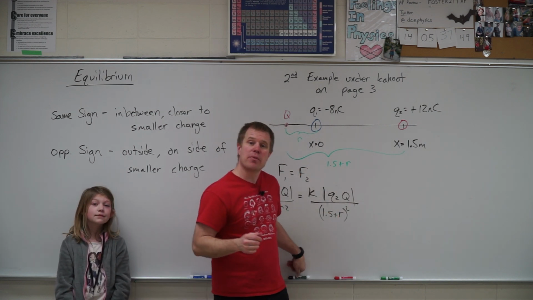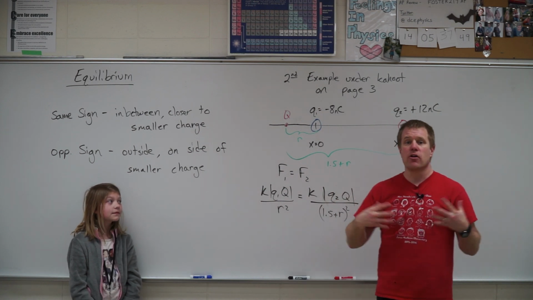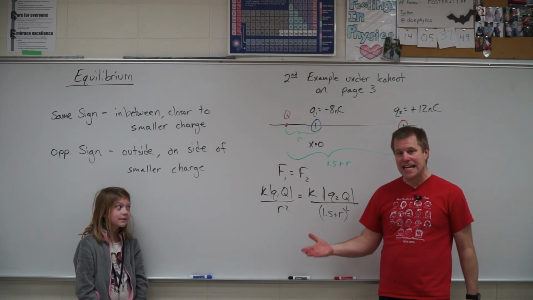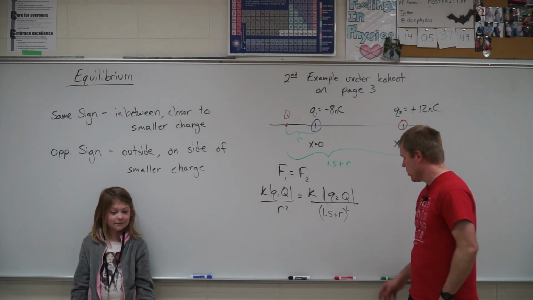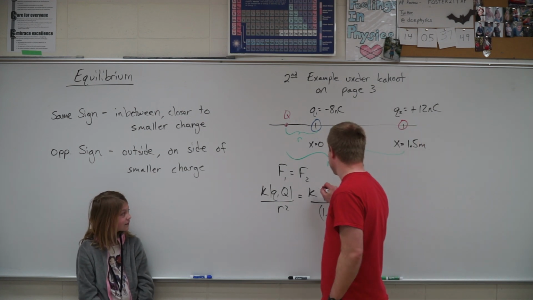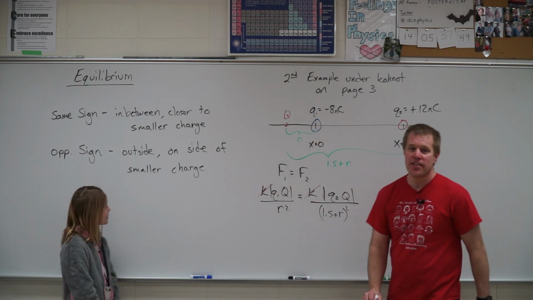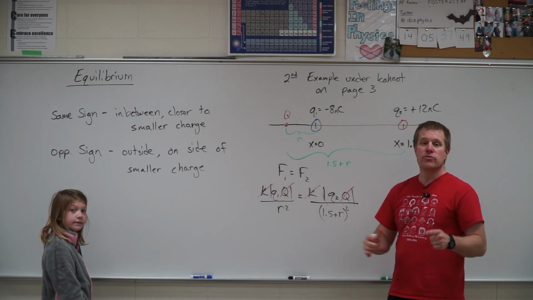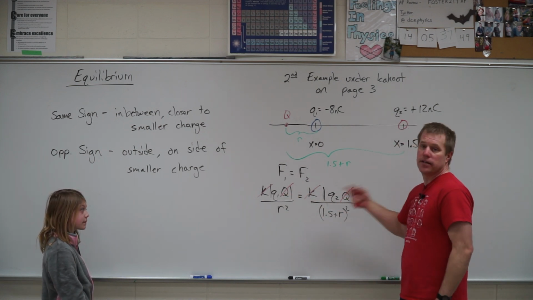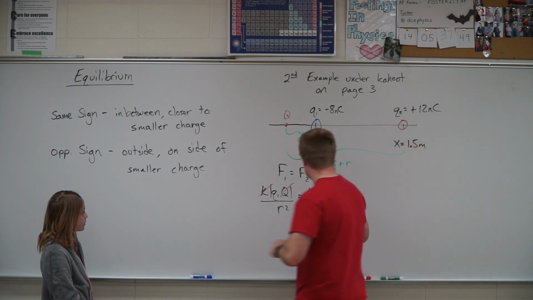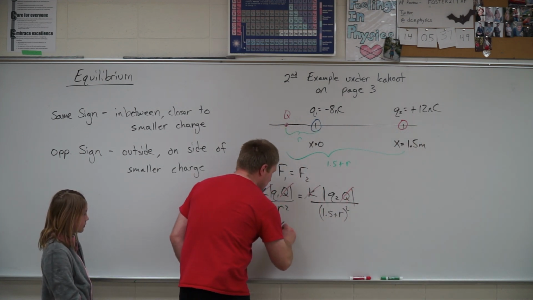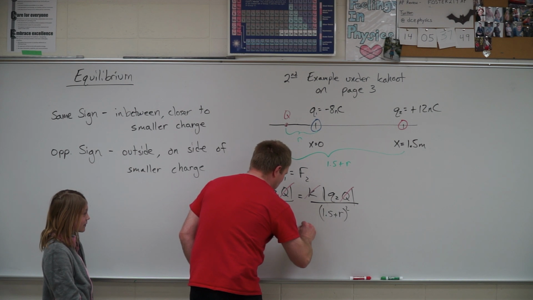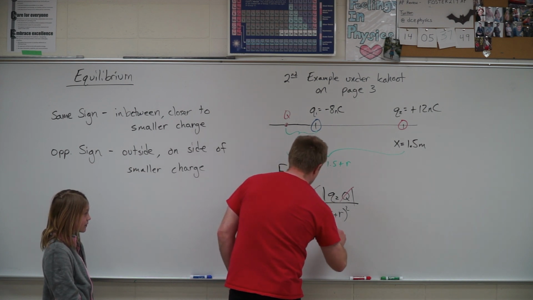All right, this is where we're going to start to cross stuff out. After we cross stuff out, we're going to put it into our calculator and use solver. So we've got those k's, the same on both sides. We've got the capital Q's that cross out. Now we're going to cross multiply and solve. So I have Q1 times 1.5 plus r, quantity squared, equals Q2 times r squared.